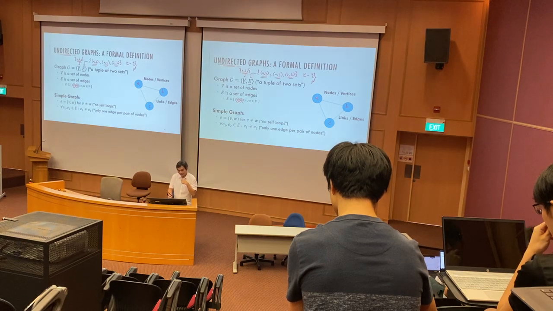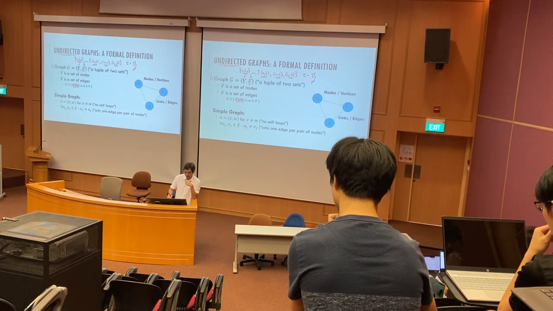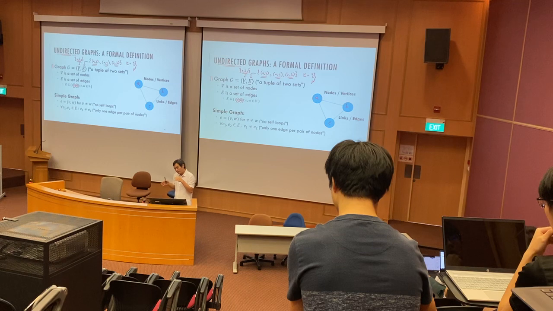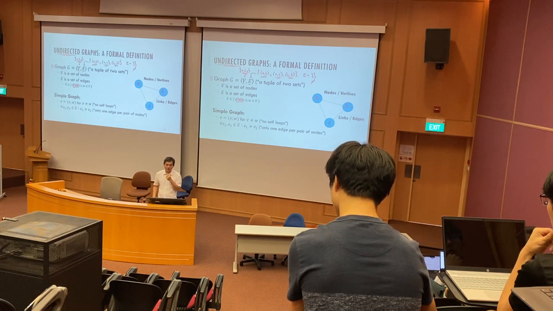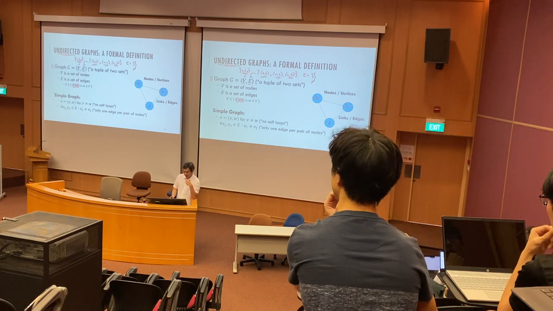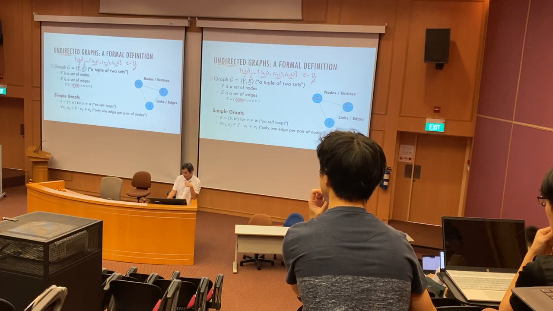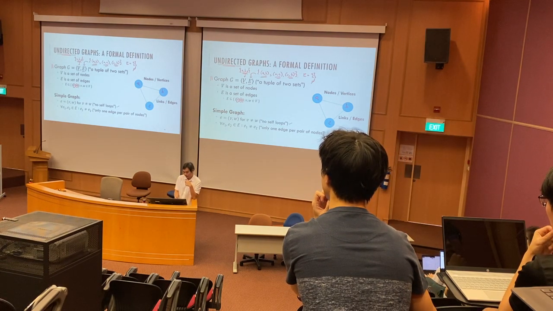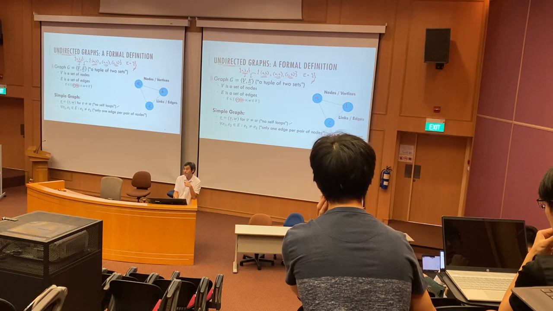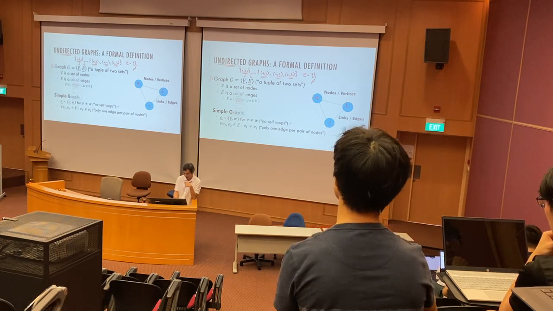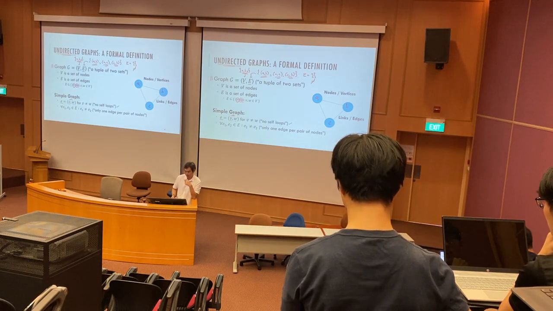So this is a definition for a graph. There is a specialization called simple graphs. A simple graph is such that there are no self loops. So for every edge VW, V cannot equal W. These two cannot be the same, right?